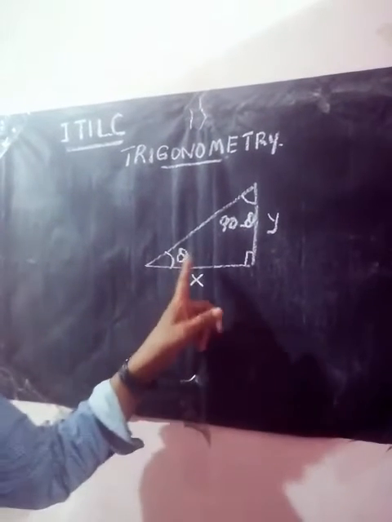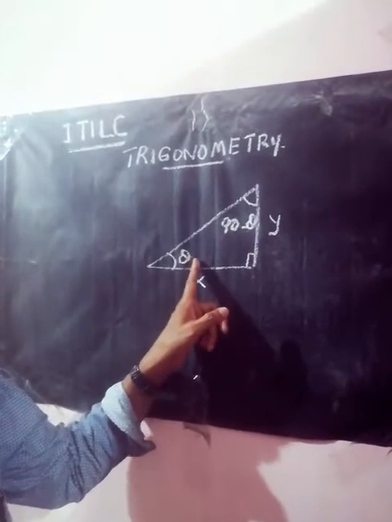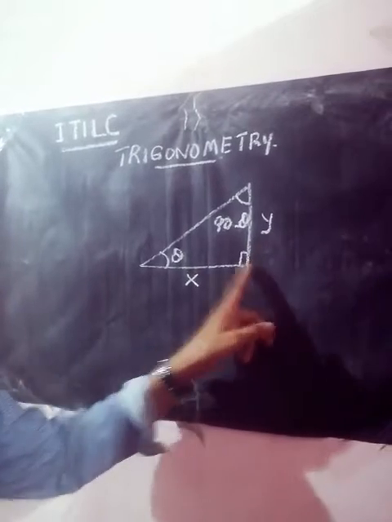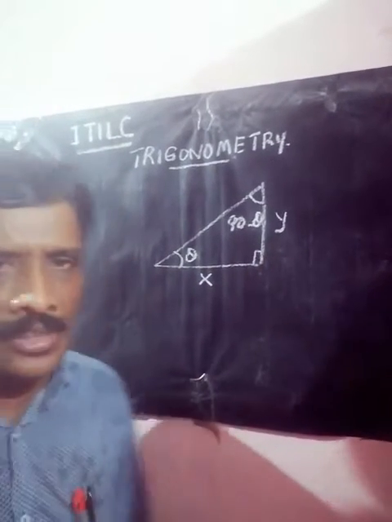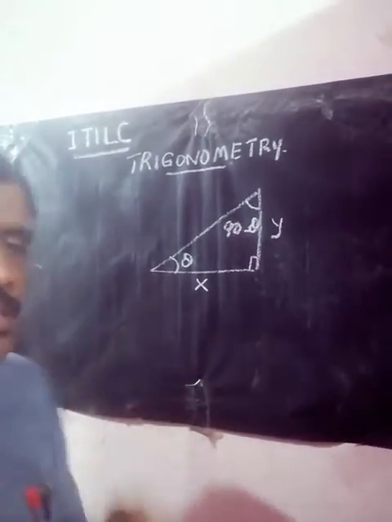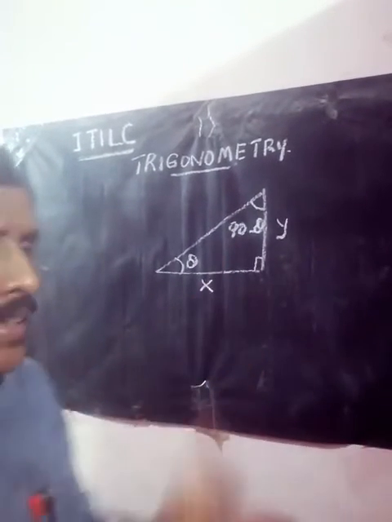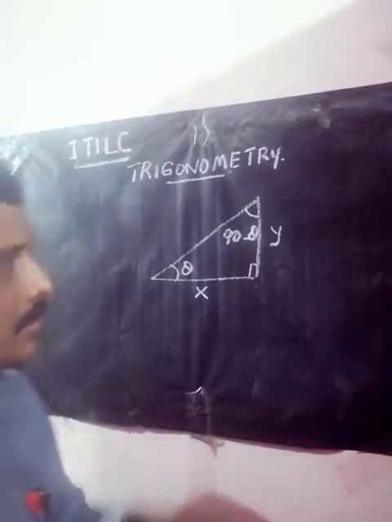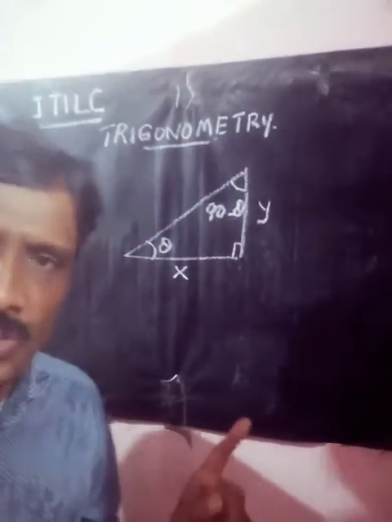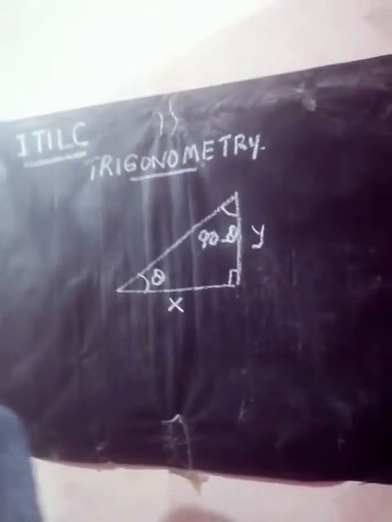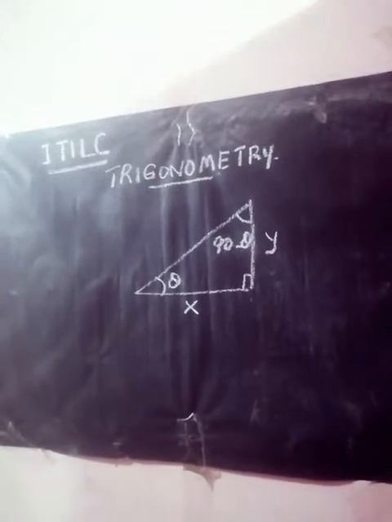Since theta is the referred angle, y is the opposite side, and the other side next to the angle becomes the adjacent side. So x is the adjacent side. If we consider 90 minus theta as the referred angle, then x becomes the opposite side and y becomes the adjacent side. What is the sine function?